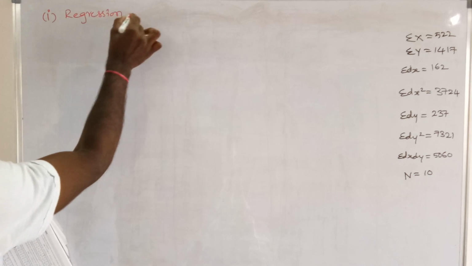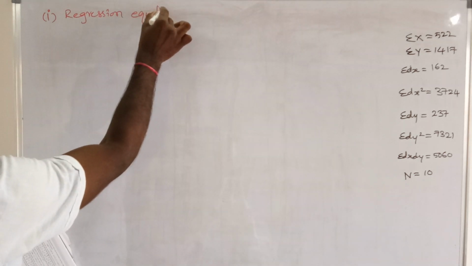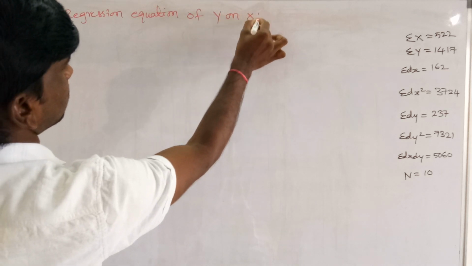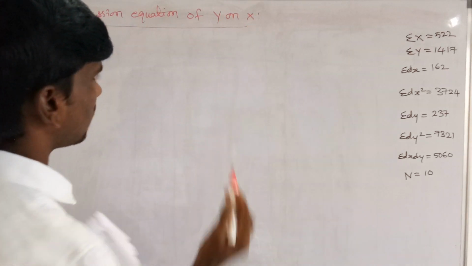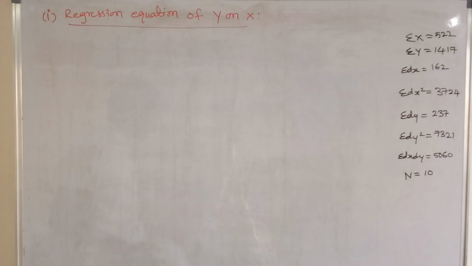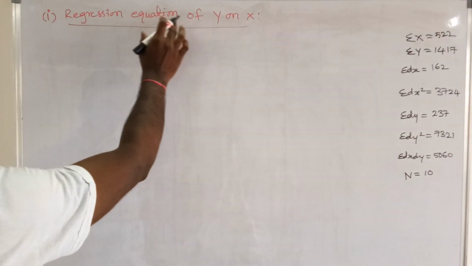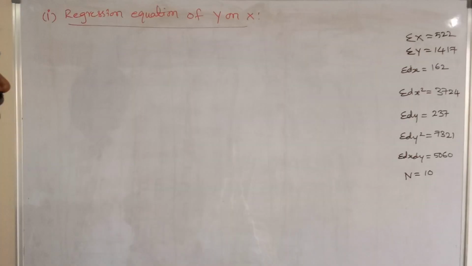Regression equation of y on x. This is the first condition, condition 1. Here we have to find out the regression equation of y on x.